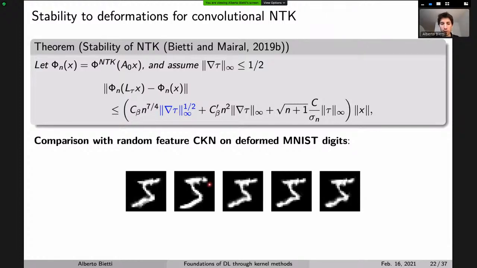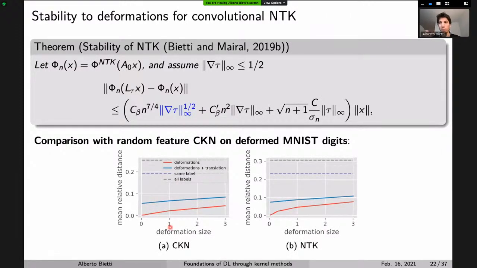And just for some quick simulations, if you take MNIST digits, you can look at small deformations of the digits, and the distances increase roughly linearly with the size of the deformation. All I'm showing here is that for the NTK, you can see slightly faster growth at the beginning. Here I'm computing the exact kernel and looking at small deformations to see how the distances change with respect to the original image. So just a small illustration of these stability bounds.